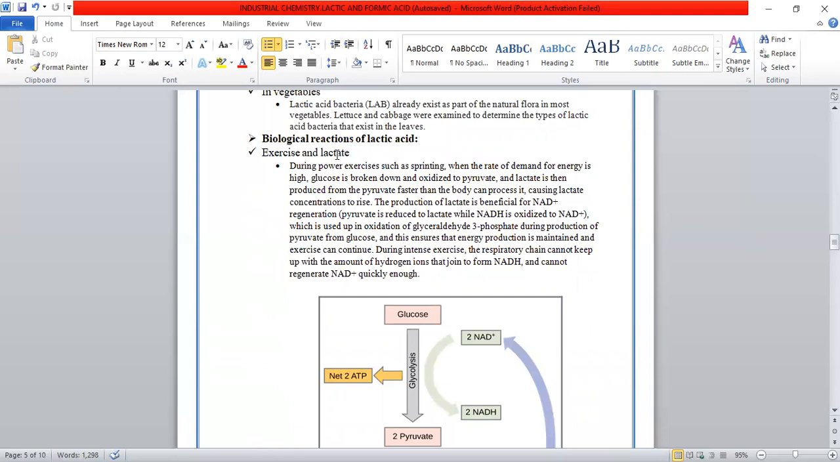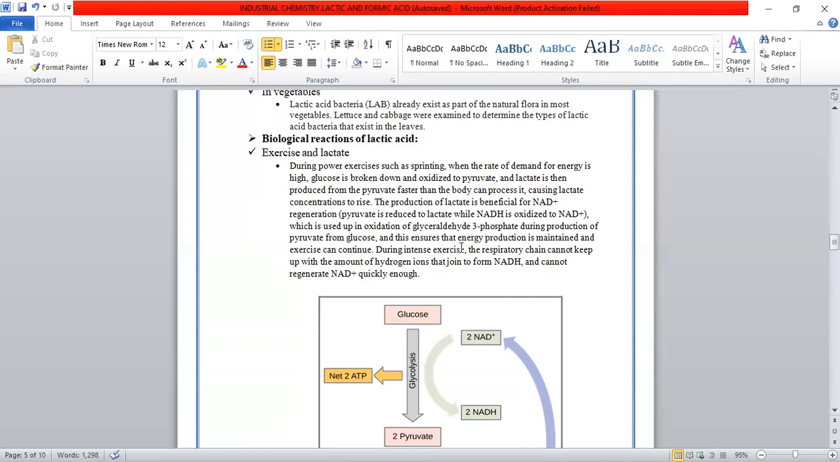First one is how it is produced during exercise. During power exercises such as sprinting, when the rate of demand for energy is high, glucose is broken down and oxidized to pyruvate. And lactate is then produced from the pyruvate faster than the body can process it, causing lactate concentrations to rise. The production of lactate is beneficial for NAD regeneration, which is used up in oxidation of glyceraldehyde 3-phosphate during production of pyruvate from glucose. This reaction ensures that energy production is maintained, and as a result, exercise can continue.